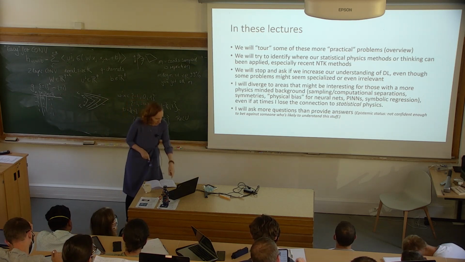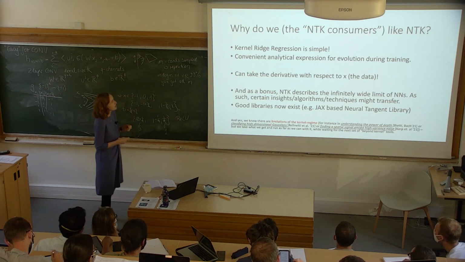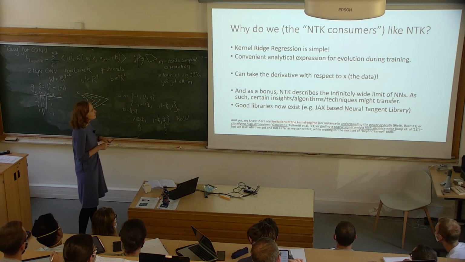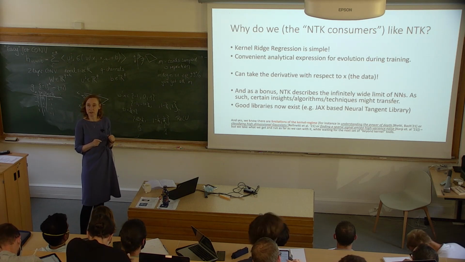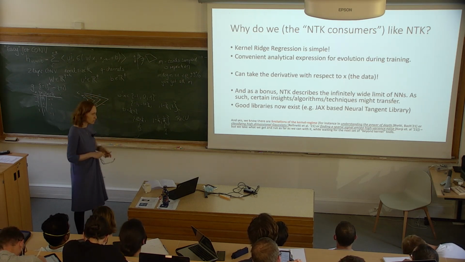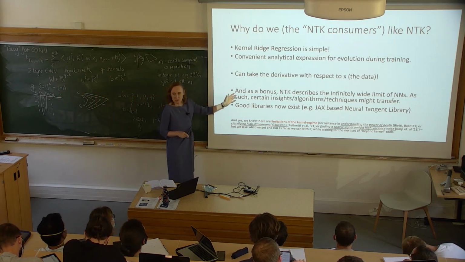All right. So why do we like NTKs? First of all, kernel ridge regression is simple. People understand it. There's a closed form, and we can take the derivative of the kernel with respect to the data, which is very hard to do for a neural net when you have to go through all the gradients. And so to Lenka's question, yes, they seem to describe something.